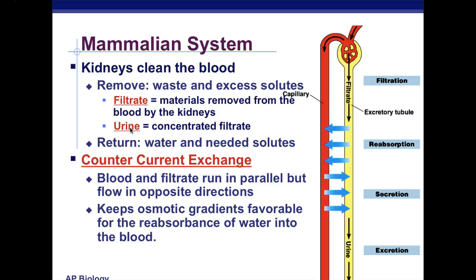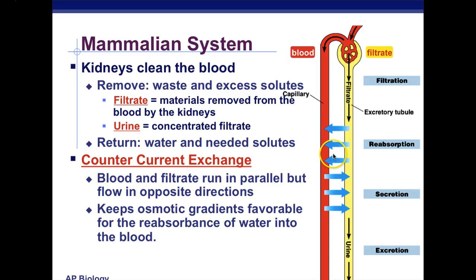What returns back to the blood is any water or needed solutes. So really what happens is the kidneys remove everything from the blood first, and then they selectively put things back as needed. So if you're feeling dehydrated, the kidneys will actually add more water back to your blood. If you're low on salt, same thing, it'll return salt back to your blood. And this all functions because we have something called counter-current exchange between the circulatory system, which is indicated here in red, circulatory system meaning moving our blood, and the excretory system. So here in yellow, the filtrate is the material that was removed initially from the blood that's going to be flowing through our excretory system.